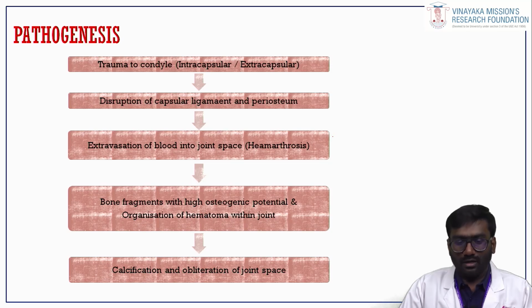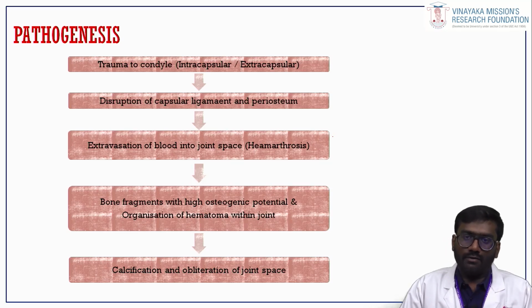blood in the joint. So these exposed fractured bony fragments, that is the intramembranous bones, are all exposed outside to this environment. These bones have high osteogenic potential. Later, the blood which is extravasated into the joint space organizes to form a clot called a hematoma, which is a routine process when there is bleeding. The next step is clot.